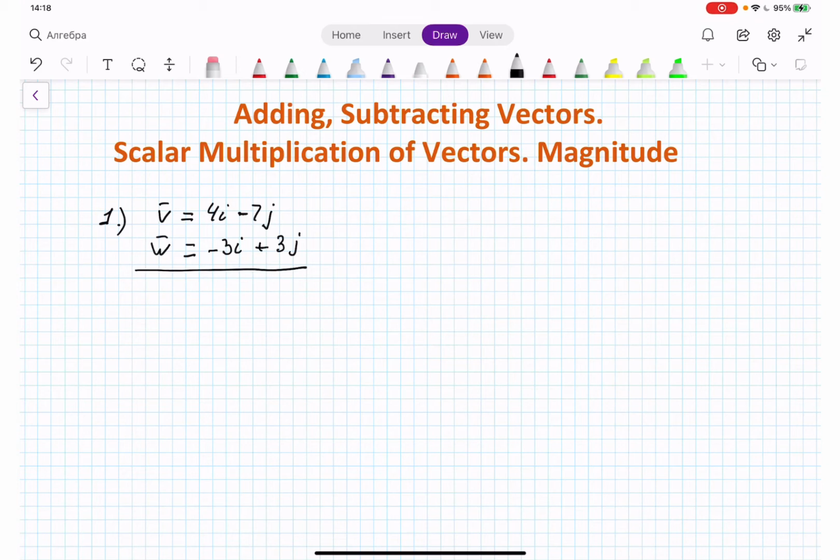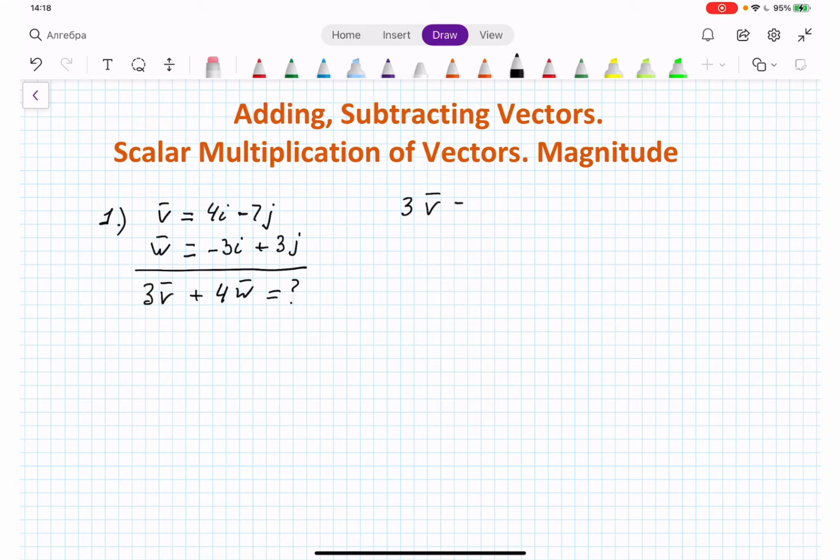We need to find 3v plus 4w. So first of all, we need to find 3v and then 4w, right? So 3 times v, this 3 is a scalar multiplication. Why do we use scalar? Because multiplication of vectors is a completely different story. That will come after this video, in the next one. That's why I devoted a separate topic, a separate video for that.